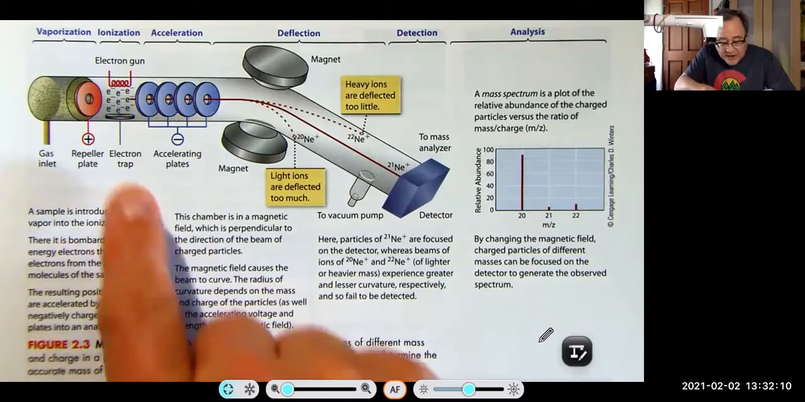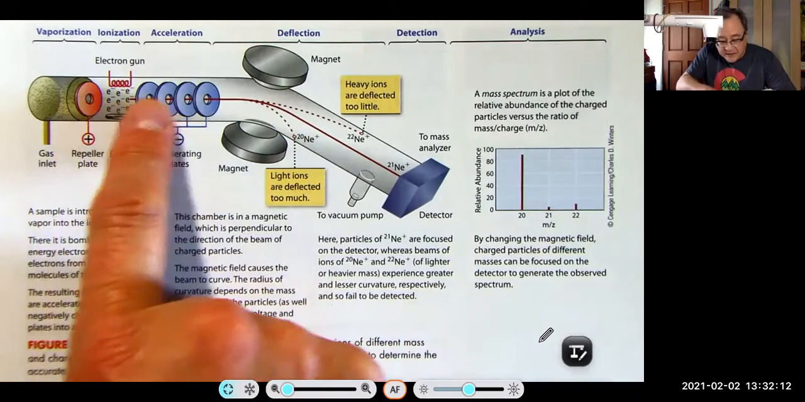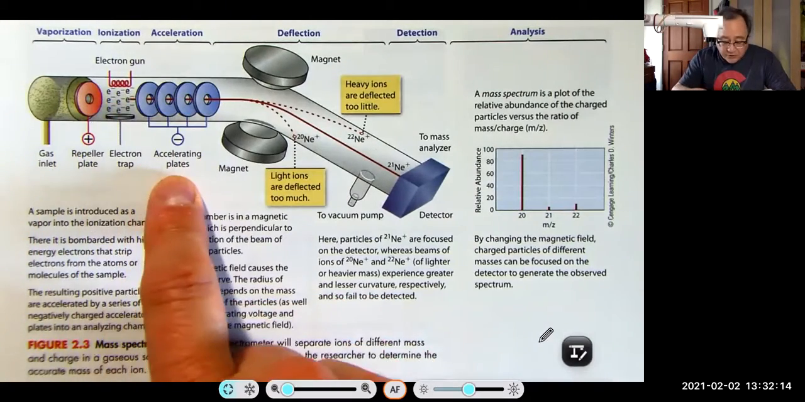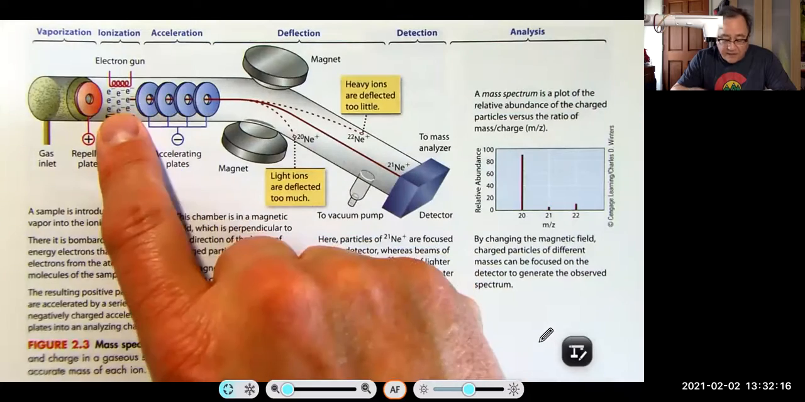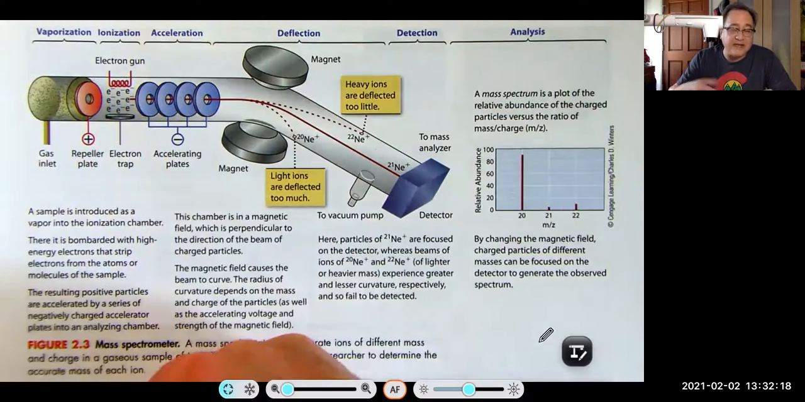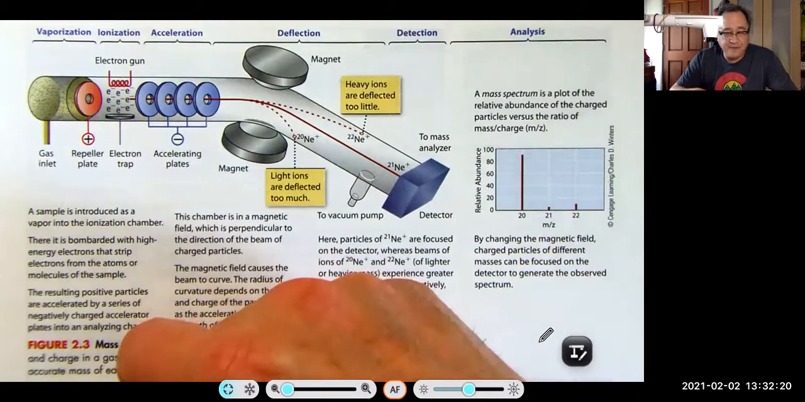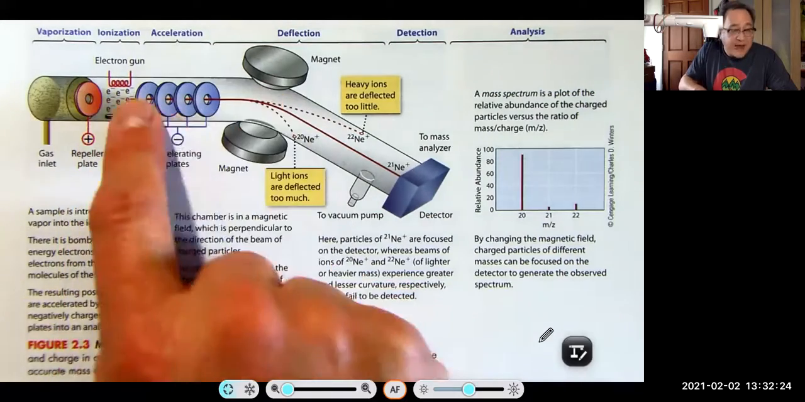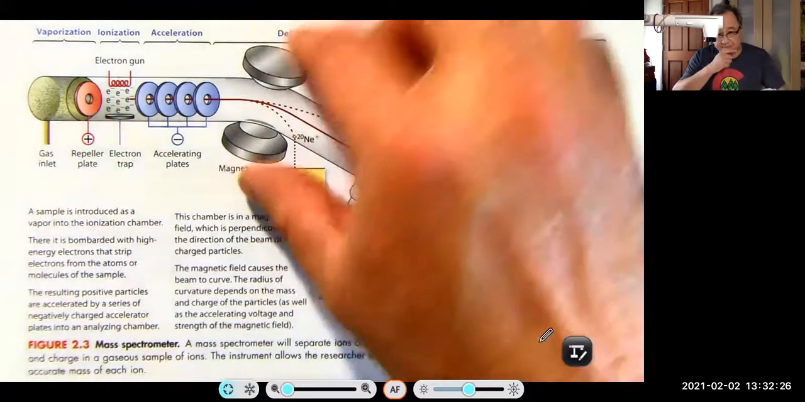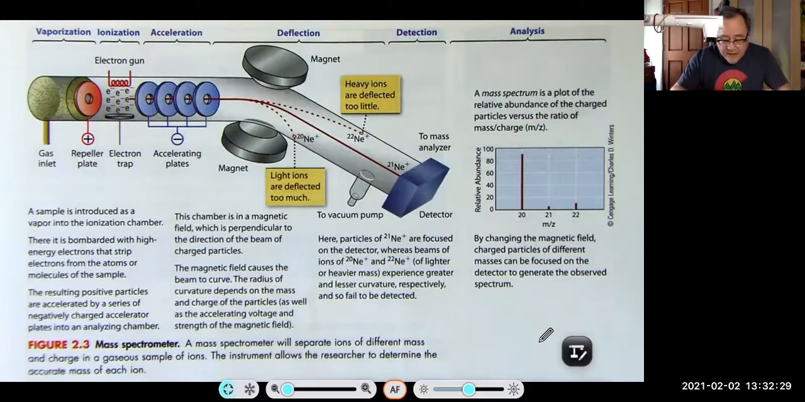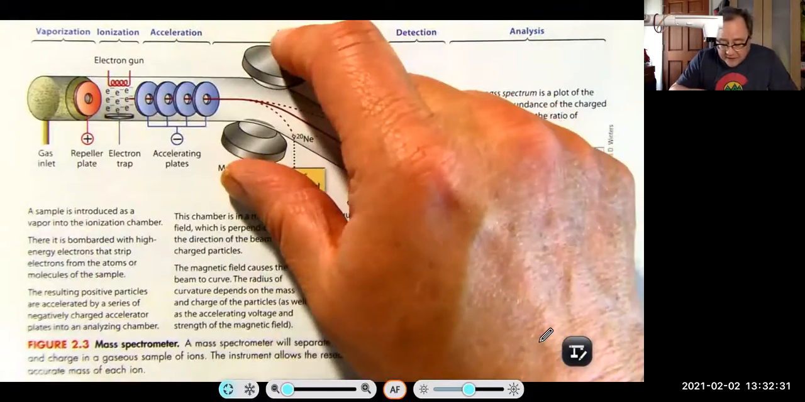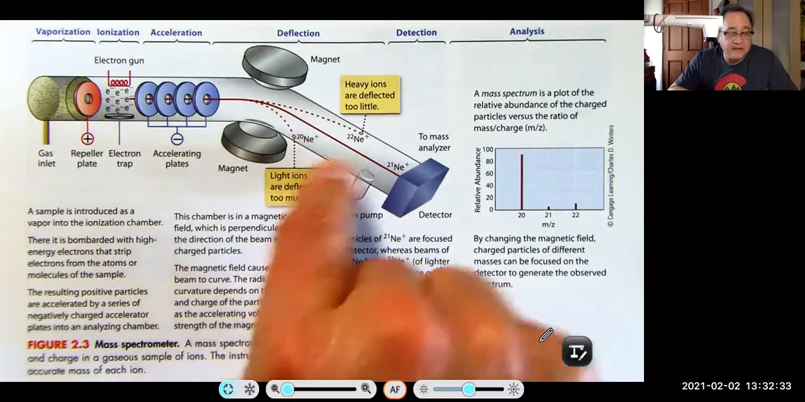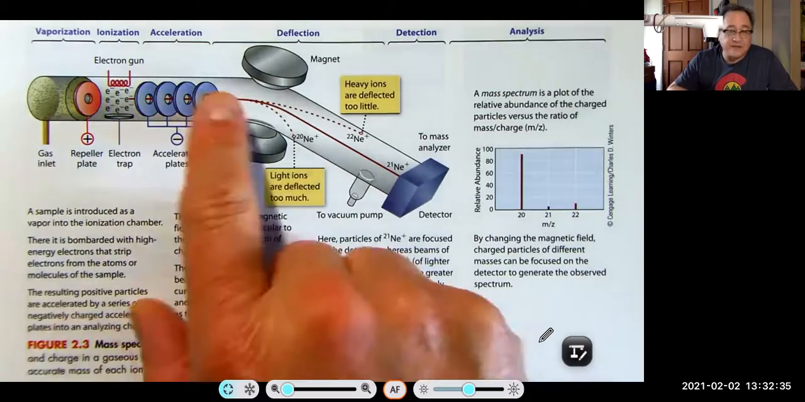So what happens to that ion is it is attracted to the accelerating plates, and most of the cations that form are going to hit the accelerating plate, get an electron, and become neutral again. A few of them will go right through the accelerating plates and get past and get to this magnet. And here, the magnet is used to deflect the flight path of the ion so that it can hit the detector.